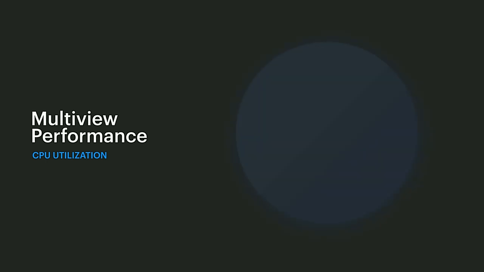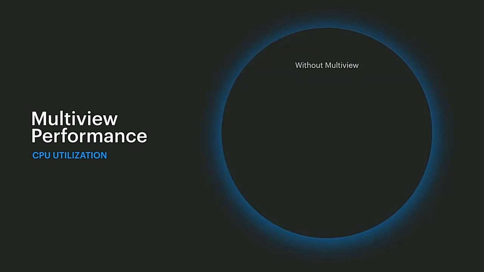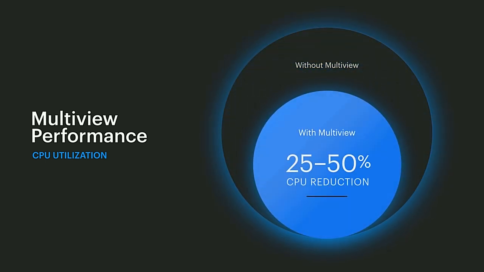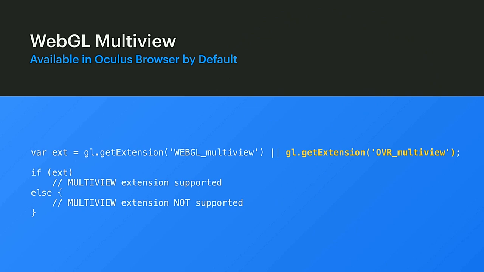And if you have a CPU-bound experience, that can actually improve your performance by 25 to 50%. There's a number of websites actually already taking advantage of this today, and that's because it's on by default in Oculus Browser. We're one of the first browsers to support this. It's also an experimental API, so if you're going to go ahead and use it and be an early adopter, you should feature detect it. It's prefixed as OVR on Oculus Browser. You should feature detect and provide future proofing for the eventual finalized standard.